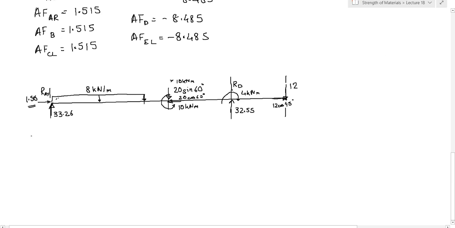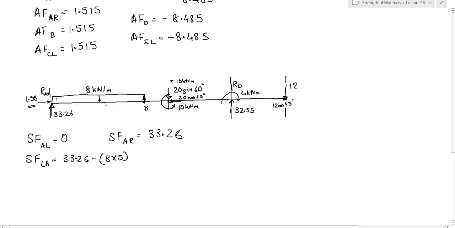So shear force diagram, to the left of A is 0. Shear force diagram, to the right of A is what? 33.26, right? Then the next point is over here, B. Shear force diagram to the left of B is what? 33.26 minus 8 into 5, right? 8 kilonewton per meter into 5 meters. Now it is a uniformly distributed load. So it comes out to be 33.26 minus 40, which is minus 6.74.